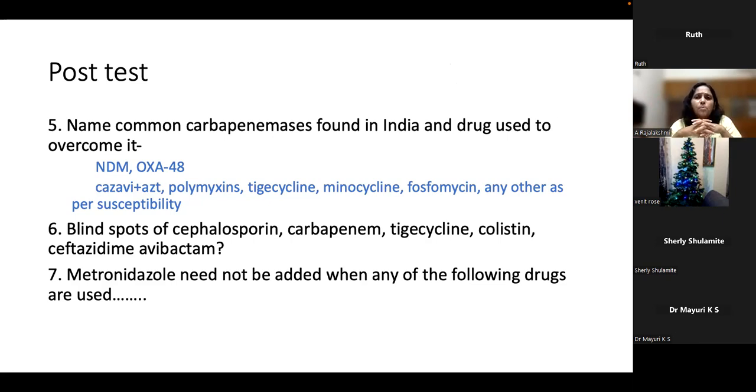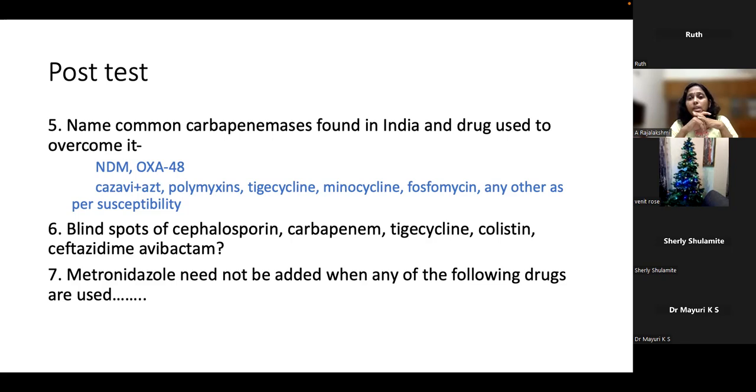What are the blind spots of cephalosporin, carbapenem? This is also very important. You should know what it is not active against. You may think carbapenem is universally active against all, but you should know what the gaps in the spectrum are. Cephalosporin, we discussed. What about carbapenem? No MRSA, no enterococcus cover, except imipenem, which can act against Enterococcus faecalis.